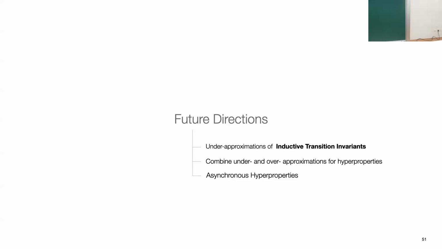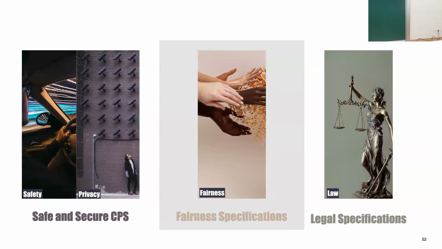What is the notion of under-approximation? Can under- and over-approximation be combined for hyperproperties, for closure certificates, to come up with a complete way to capture hyperproperties? And then, of course, how do we handle asynchronous hyperproperties in this case? So that finishes the first part of my talk, the technical one. These two are slightly non-technical, but I would hopefully motivate that there are more exciting things in these two directions.